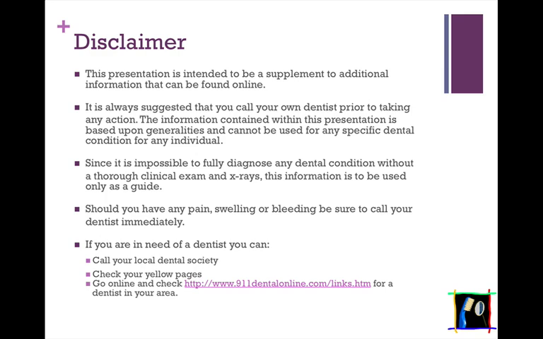Now, if you are in need of a dentist, you don't have one, you can always call your local dental society. You can also call your local hospitals, check your yellow pages, and if necessary, go online to our website at 911dentalonline.com to the link section. There we've listed some dentists that may be able to help you depending upon where you live.